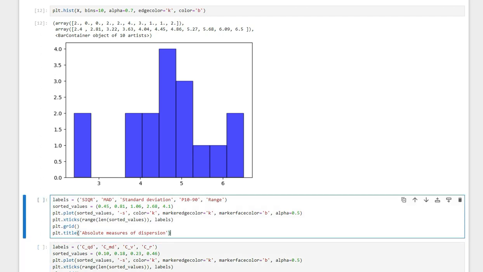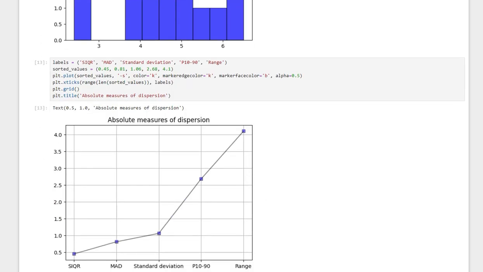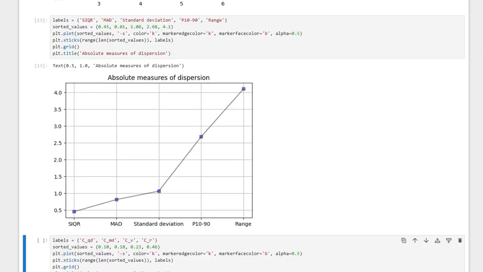So if we plot the absolute measures of dispersion, we will see that our semi-interquartile range is smaller than the mean absolute deviation, than the standard deviation, and then we have two high values at P10-90 and the range value of the data.